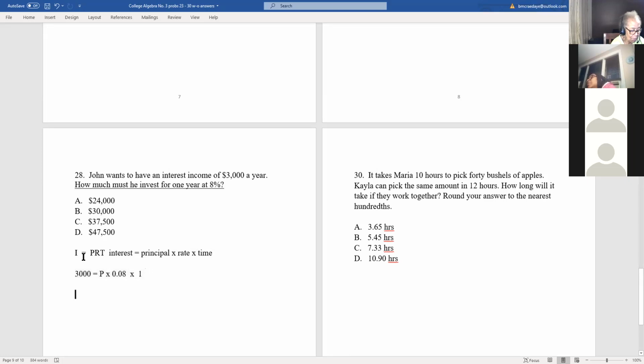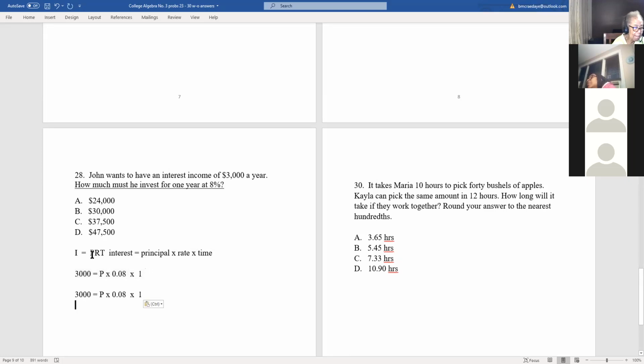We want to solve for principal. So what do I do next? Subtract. No, divide. Divide by what? Well, you're going to multiply first, right? 3,000 equals, and that would just be 0.08 P, and time one is just P, right? So now what do I do? Here's where I divide, right? What do I divide by? Divide both sides by what?